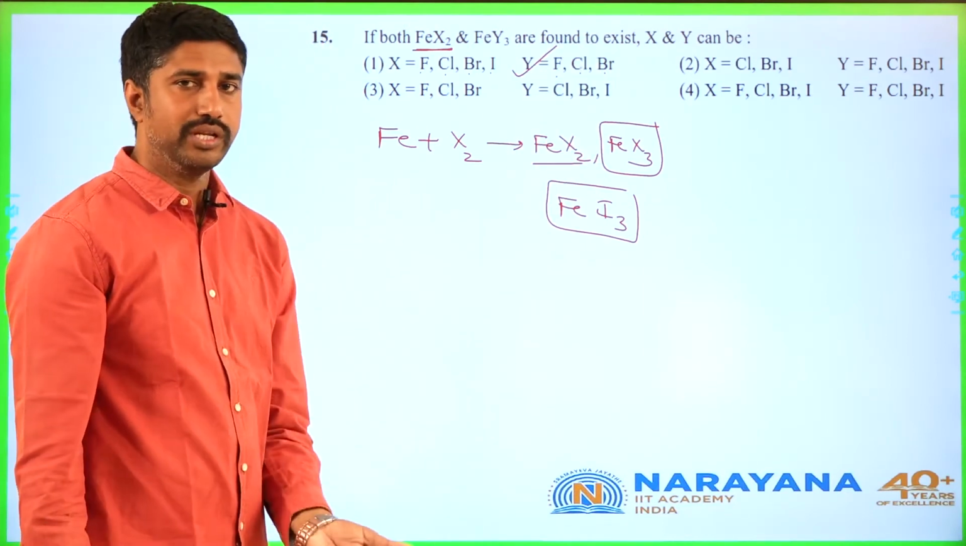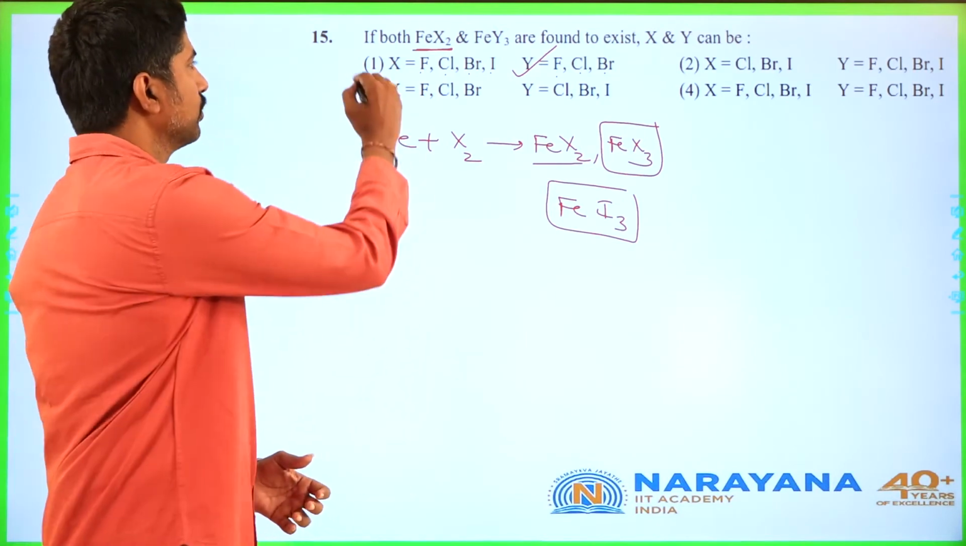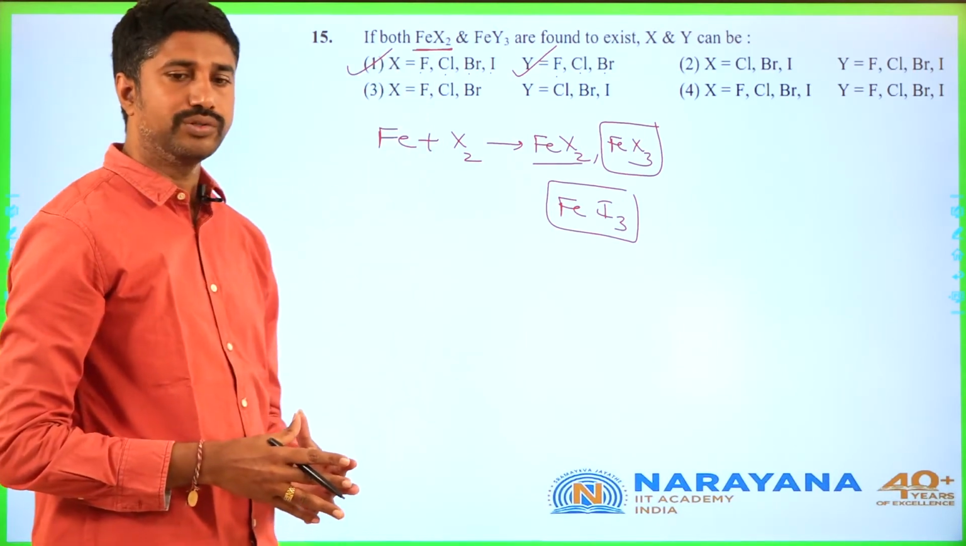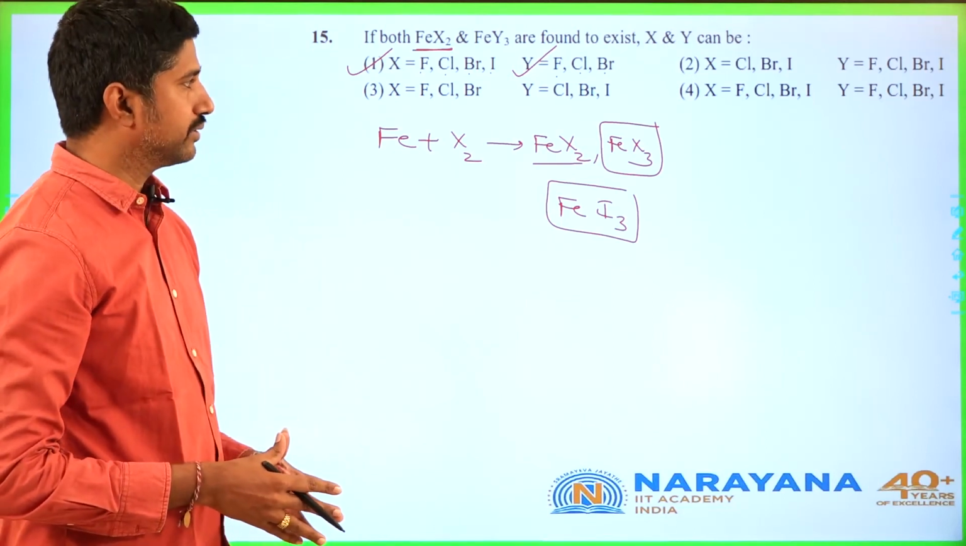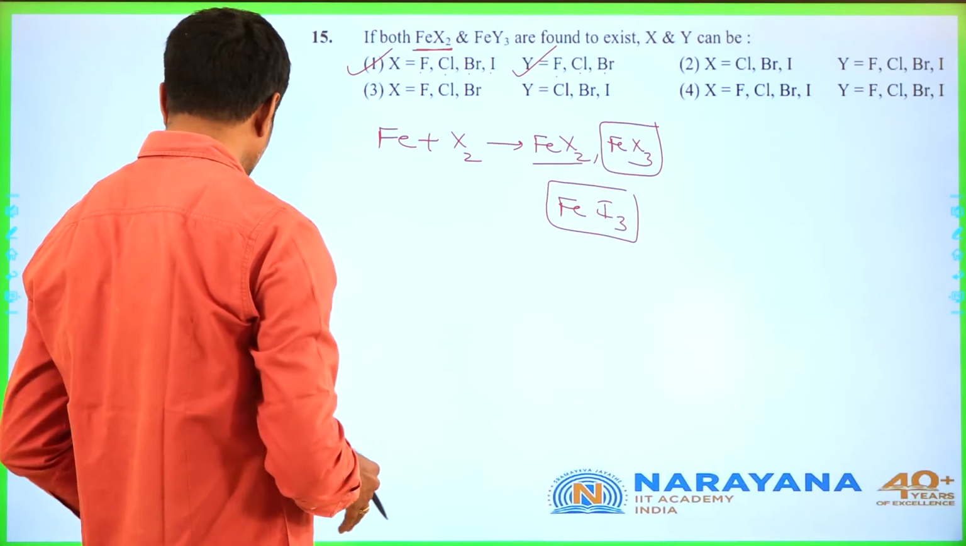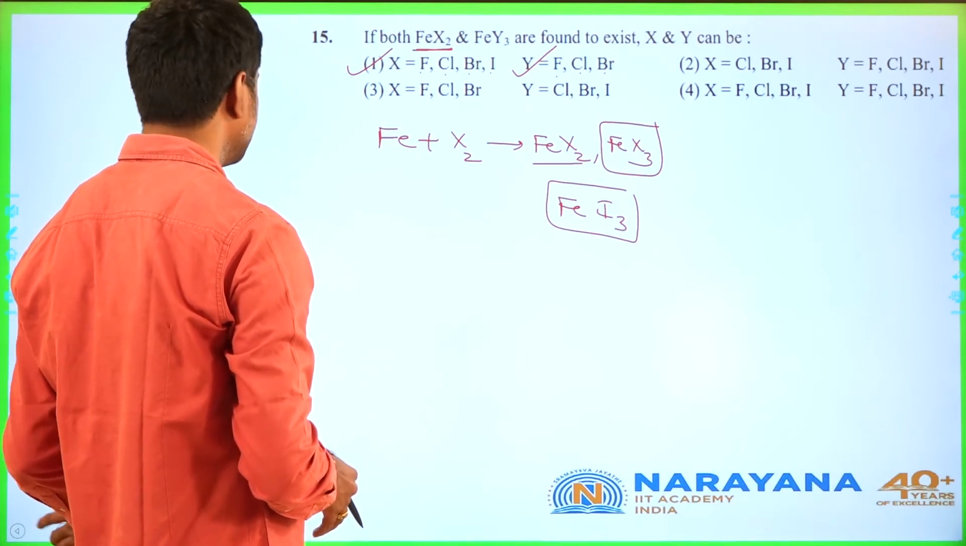Because Fe3I does not exist. So the answer for the given question is 1. Right? So let's go for the next question then.